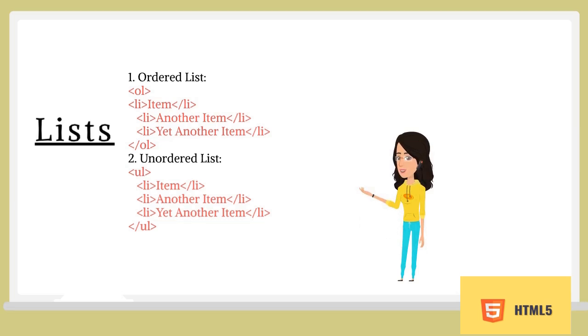The first is the ordered list. You can see the example on the screen. An ordered list can be created with the OL tag, and each list item can be created with the li tag as in the example. This will produce a numbered list, which is the default style in HTML. And manually changing the numbers.